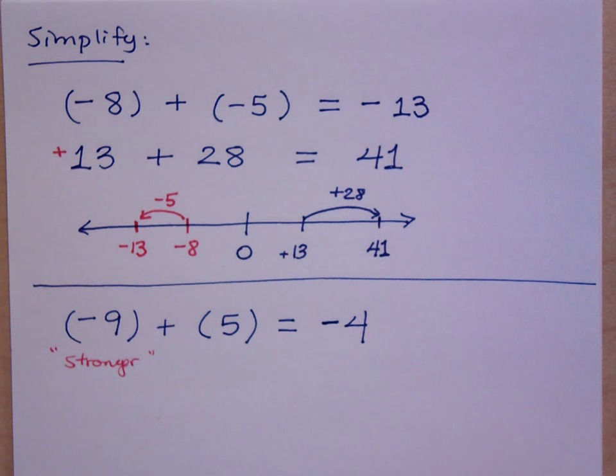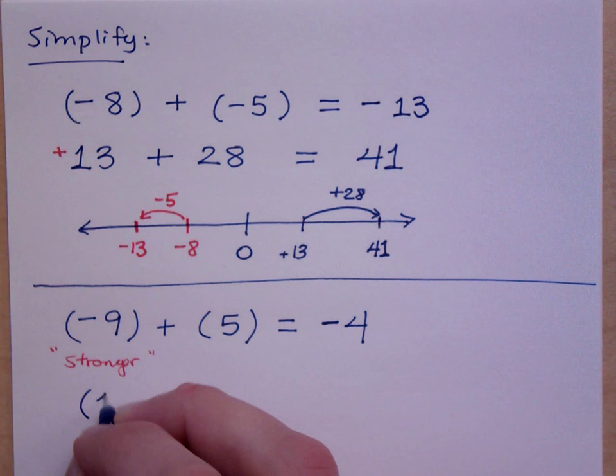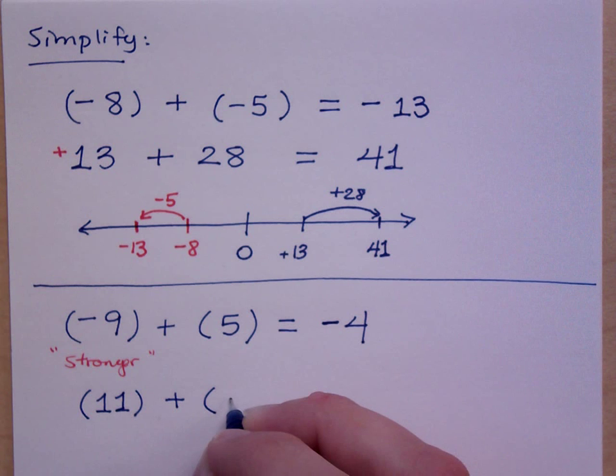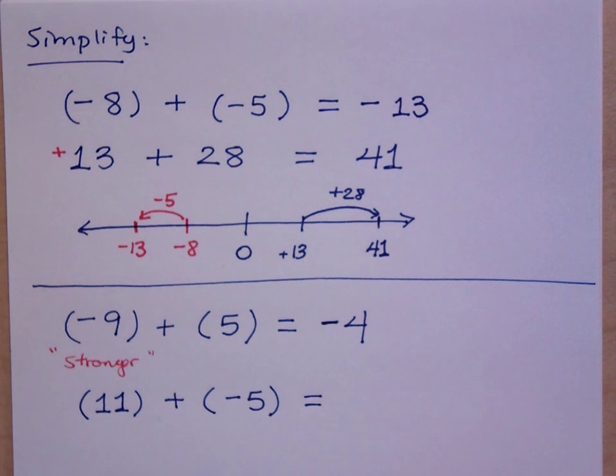All right. So what if I have this? If I have positive 11, and I'm adding to this negative 5. So who's the stronger number in this problem?